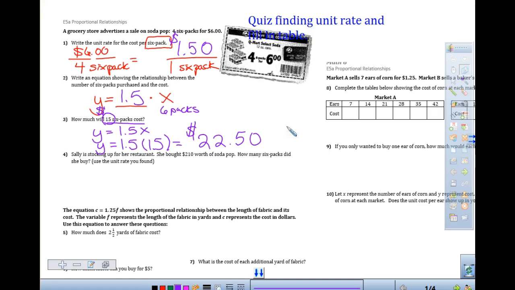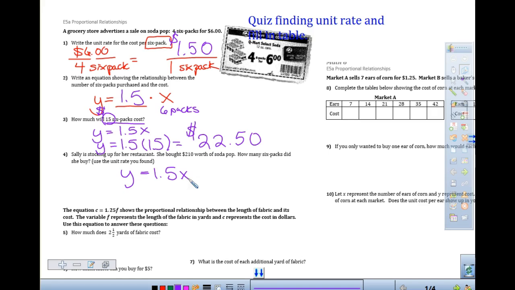As we look at the next one, it says Sally's buying for her restaurant. She has $210 worth of soda. How many 6-packs? So Ellen, I want to use my equation again. Y equals 1.5x. What do I know? The x or the y in this equation? X. So x is how much? Is that 210?